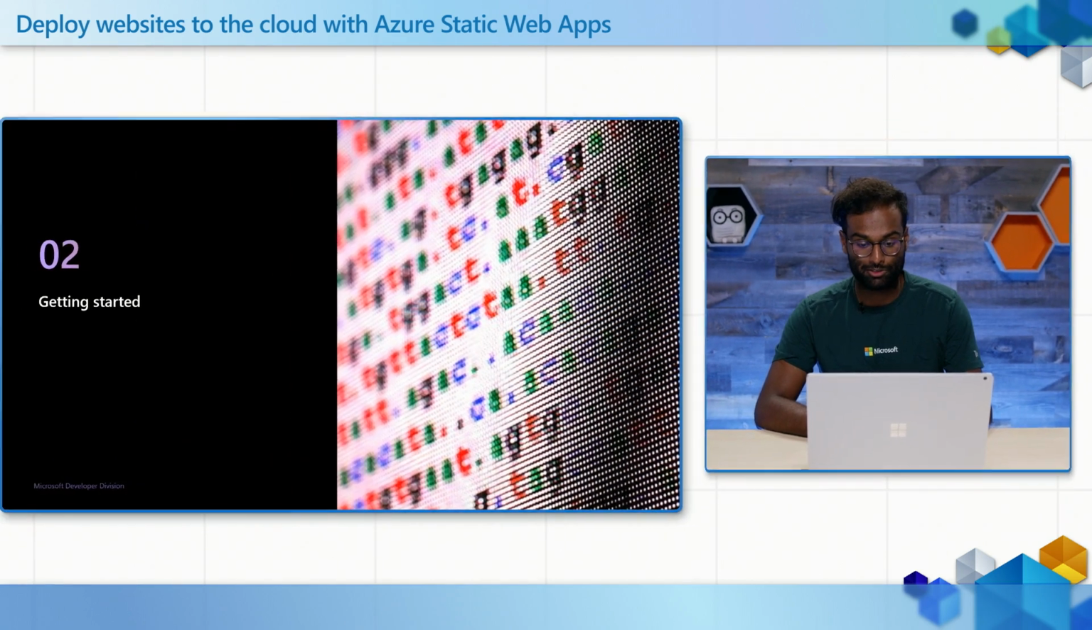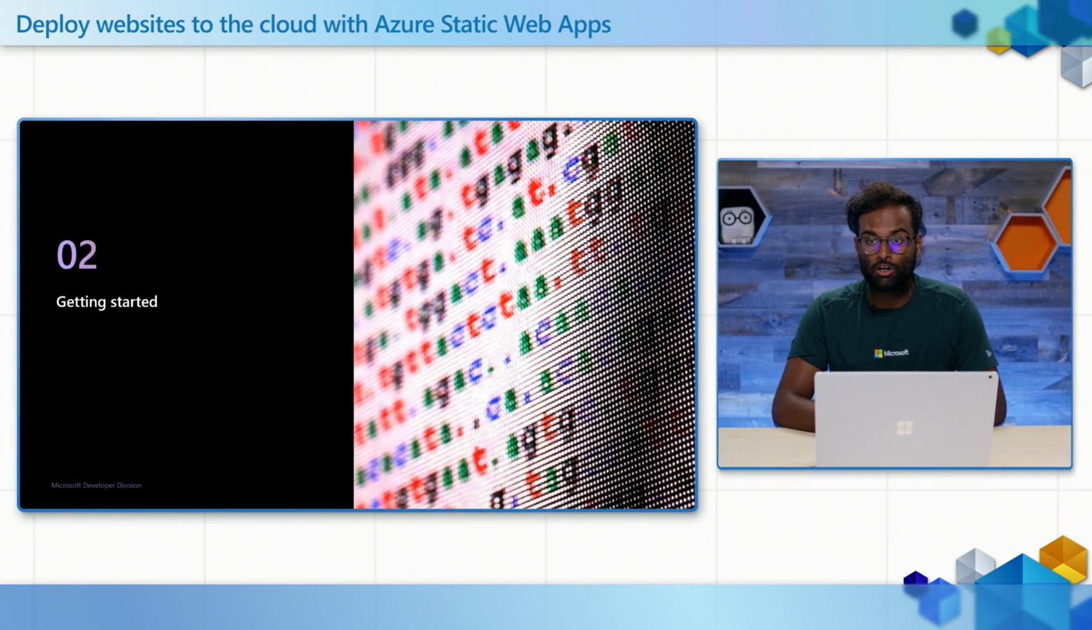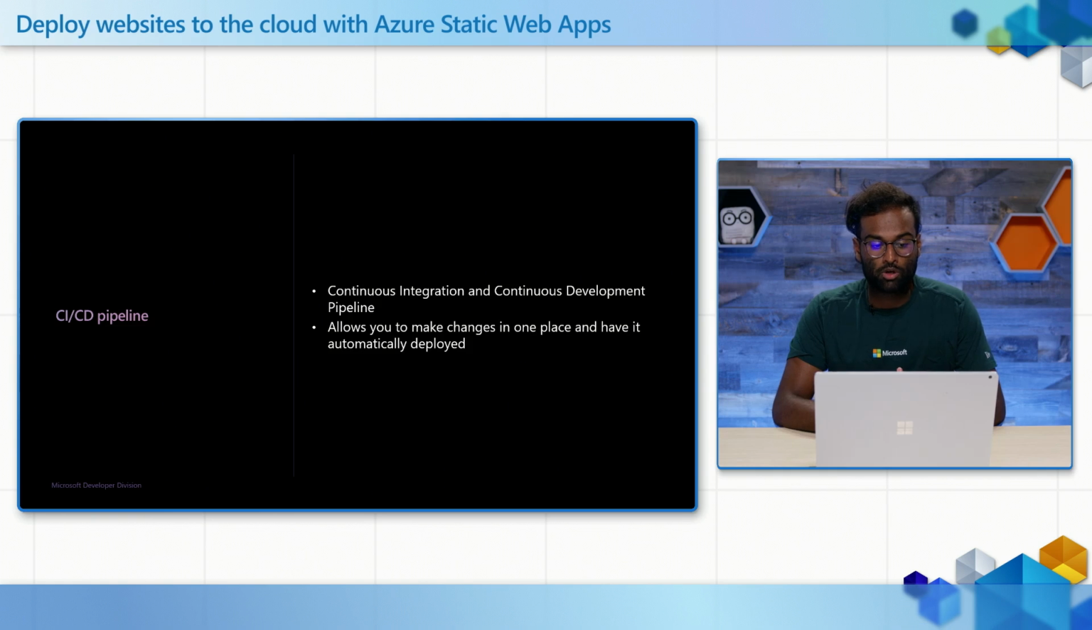All right. Welcome, everyone, to the second chapter of deploying your web app to the cloud for beginners. We're going to begin our journey today by going over some key terms and concepts. The first one that I want to talk about is CI/CD pipeline. This was mentioned earlier. It stands for Continuous Integration and Continuous Deployment Pipeline. Essentially, this allows users and devs to make changes in one place and have it automatically deployed to the end state. In this case, it would be Azure Static Web Apps and Azure.